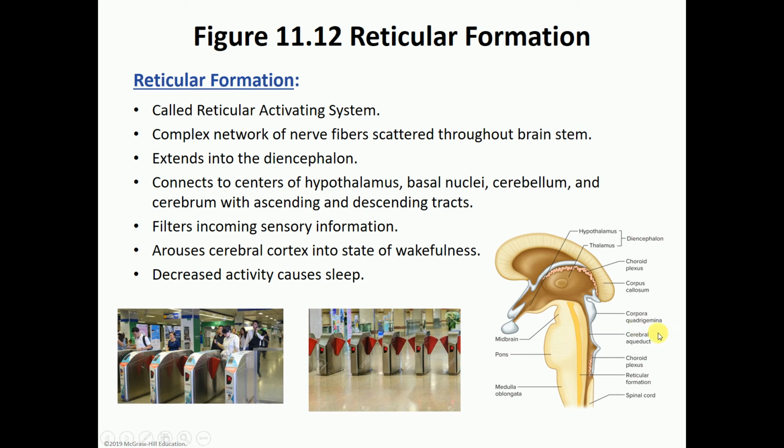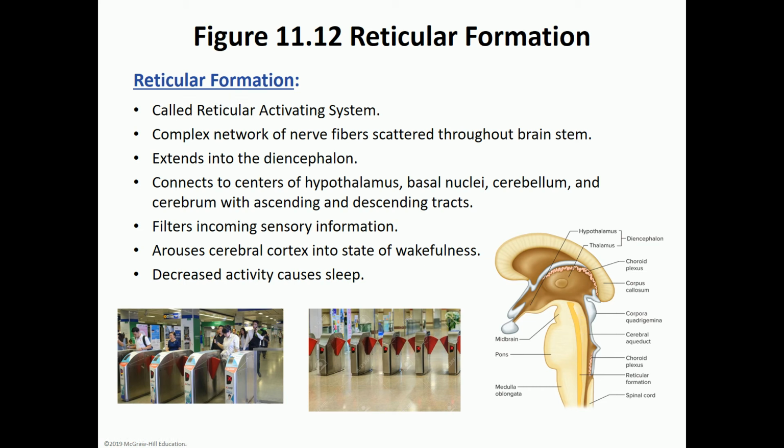The reticular formation is also known as the RAS, or the reticular activating system. These are a network of fibers that run down the brainstem, and they also extend up into the diencephalon. They are filters for any incoming sensory information. Remember that all sensory information has to ascend up to the cerebrum. We said it goes through the thalamus with that one exception. Well, it also goes through this filter, known as the reticular formation.